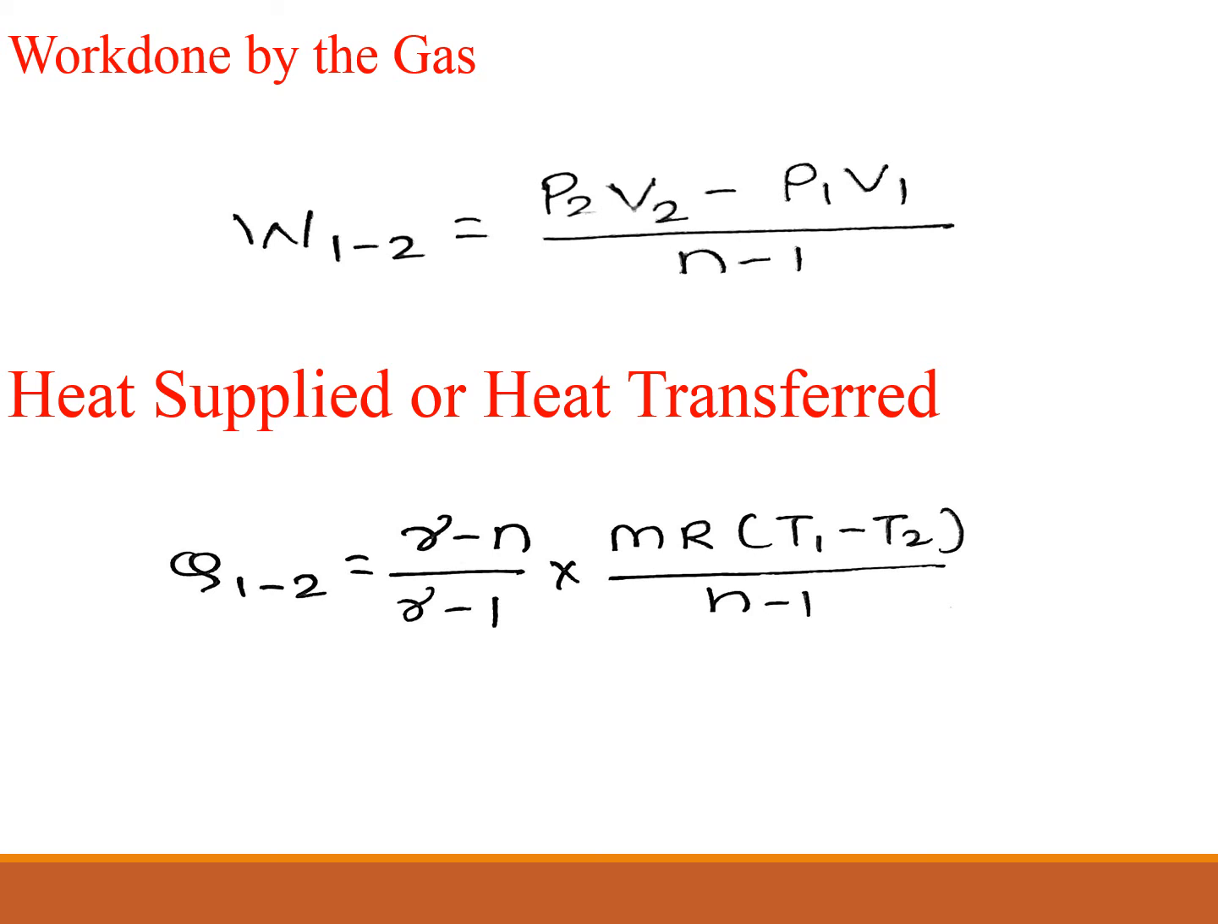Work done by the gas. Work done in polytropic process is (P2V2 minus P1V1) upon n minus 1.